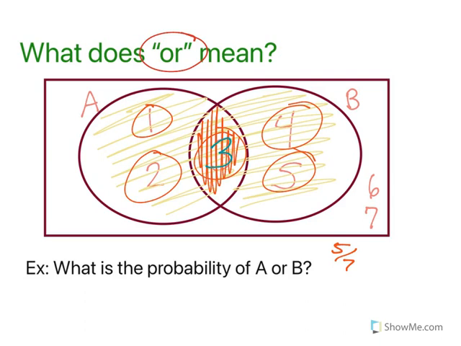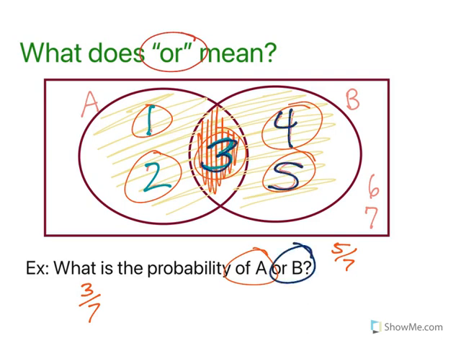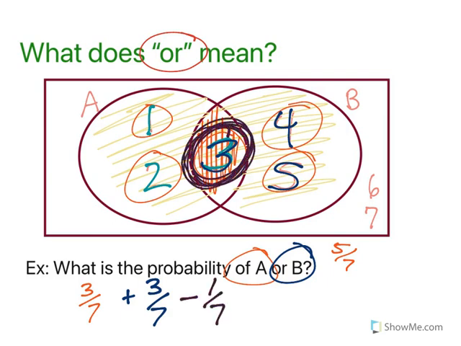Now, mathematically, the probability of A is 3 out of 7, because I have 1, 2, and 3. And the probability of B? Well, that's 3, 4, and 5. That is also 3/7. But I counted our lovely number 3 twice. So let's subtract 1/7 because I only need it 1 time. If I counted it twice and I get rid of it once, then it's there just the 1 time. So 3 plus 3 minus 1 gives me the 5/7.